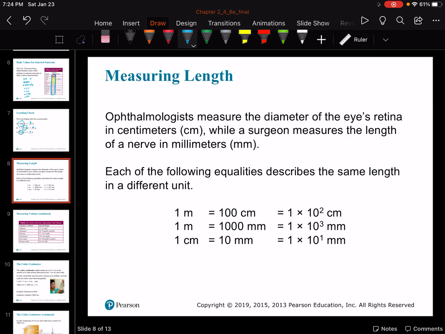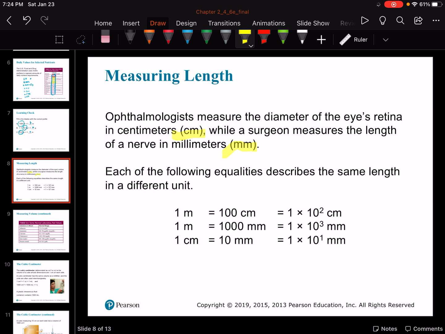So now let's look at an example from healthcare. Ophthalmologists measure the diameter of the eye's retina in terms of centimeters, while a surgeon measures the length of a nerve in terms of millimeters. Why? Well, that's because the lengths of nerves are much smaller than the diameter of the retina, right? And so consequently, a smaller unit will be more appropriate for that.